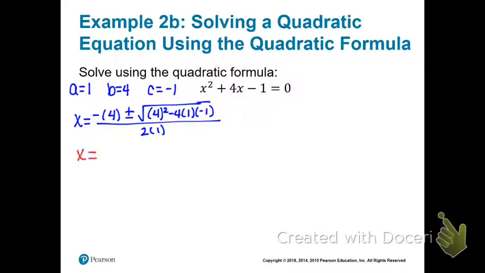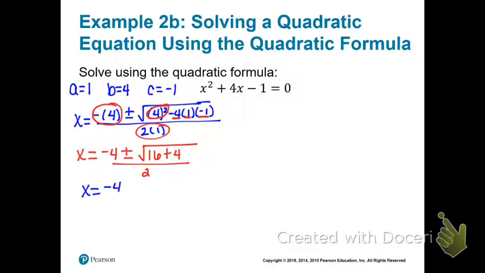So now I'm going to go through and simplify the pieces. I got a negative 4 plus or minus, keep the square root, work underneath it. 4 squared is 16. Negative 4 times 1 is negative 4, times negative 1 is positive 4, all over 2 times 1 is 2. Now I'm working under my radicals, so I get x equals negative 4 plus or minus the square root of 16 plus 4 is 20 all over 2.